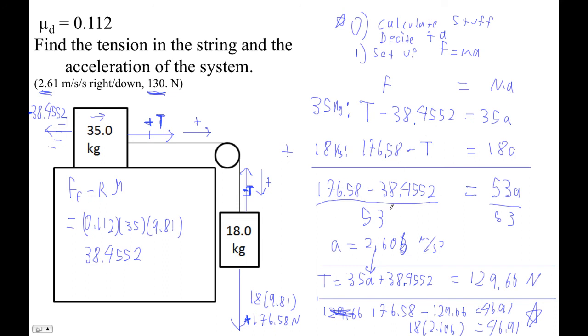You always get a solution that looks like this. It's always the force causing the acceleration minus the force preventing it, over the sum of the masses. That'll give you the acceleration. And then plug in to get your tension, right? And then once you have the tension, plug it into the other equation that you didn't use, and solve for both sides and make sure that it equals. And then you'll be sure that you've got it right.